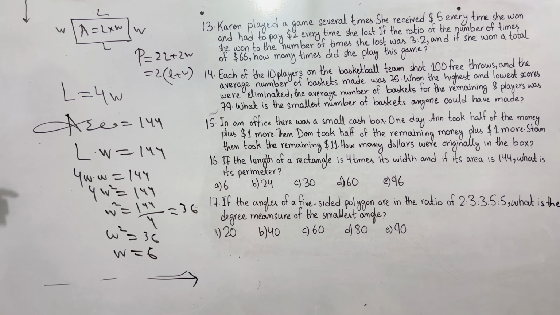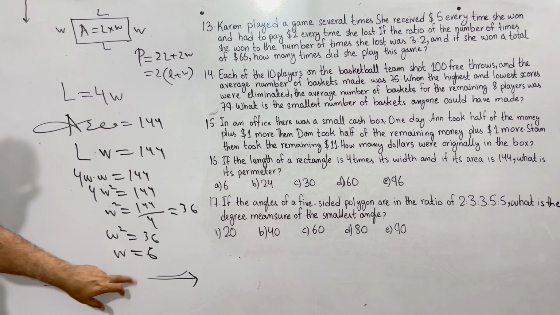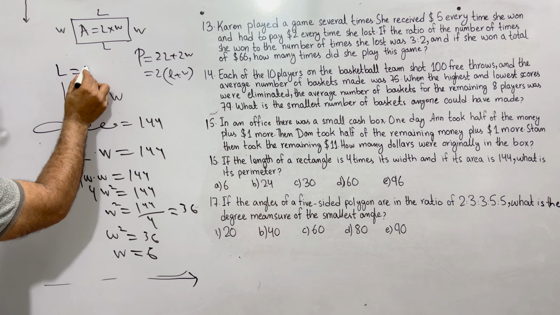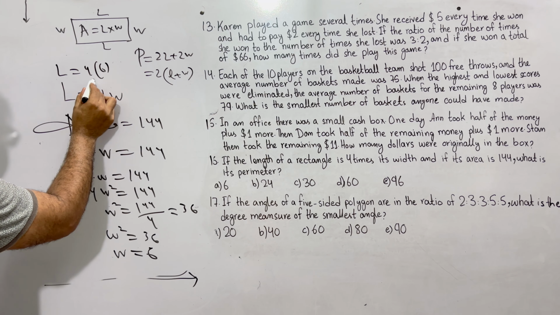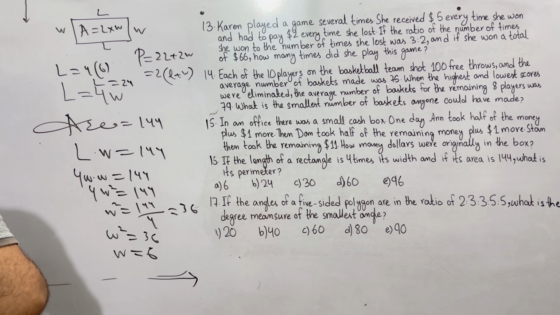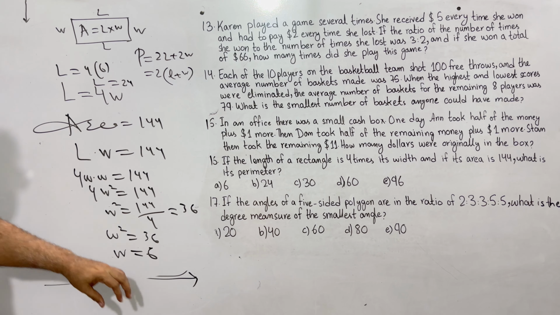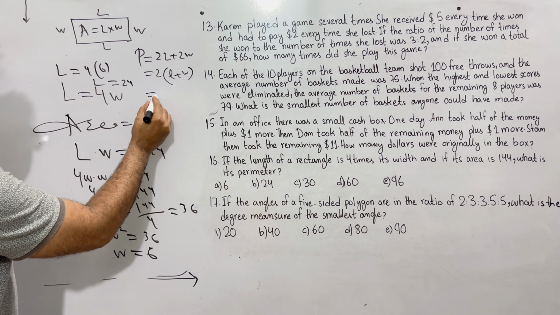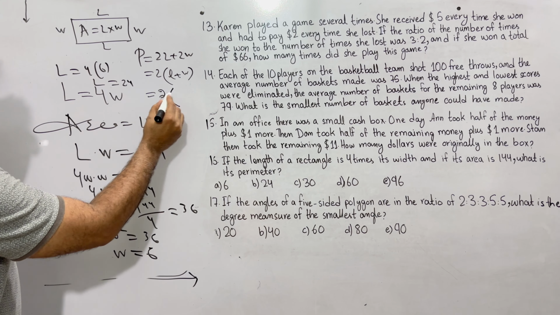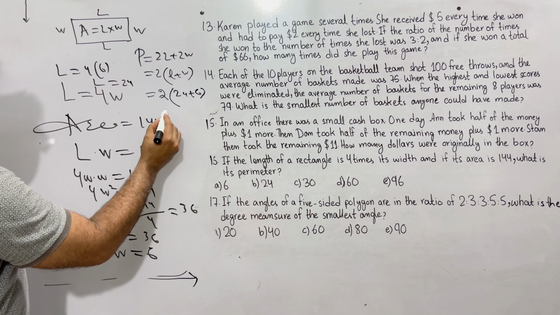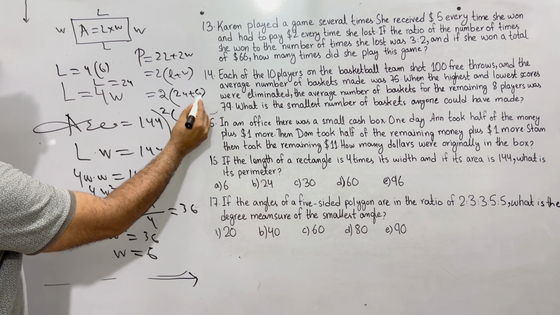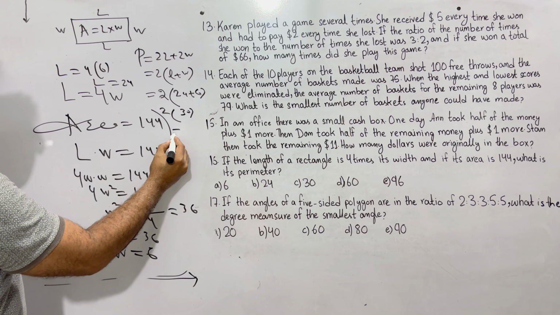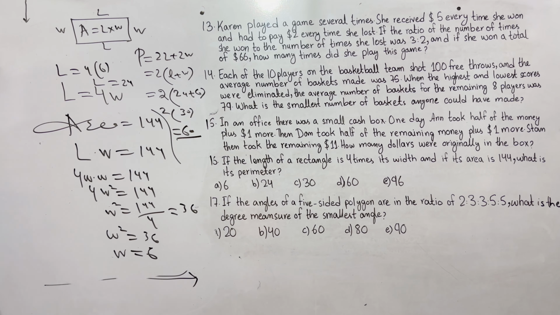I have taken the positive root because a dimension, length, is positive. W is 6. Plug in here, L is equal to 4 times 6, which is 24. So length is 24 and width is 6. We are asked to find the perimeter. So finally perimeter is going to be 2 times (24 plus 6), 24 plus 6 is 30, so 60 units. 60 units is the perimeter in that case.